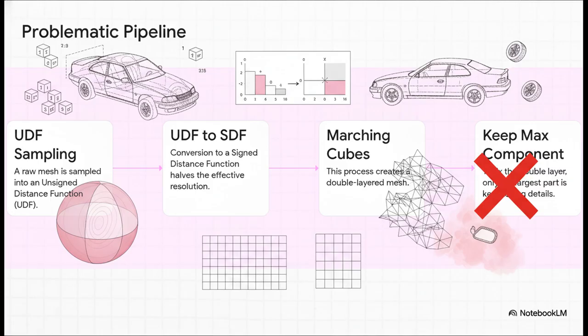Then they use a process called marching cubes to build a mesh, but that creates this weird double-layered surface. So what's the fix? Another cheap trick. They just tell the computer, hey, find the biggest single piece of this mesh and delete everything else. It's just a brutal, dumb approach. It assumes any little detached part is just junk when it could be a side mirror or an antenna, or, you guessed it, a wheel. And poof, it's gone. You can see how every step just makes the problem worse and worse.